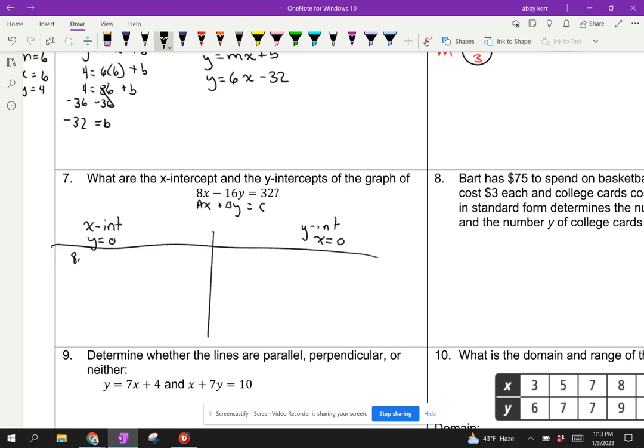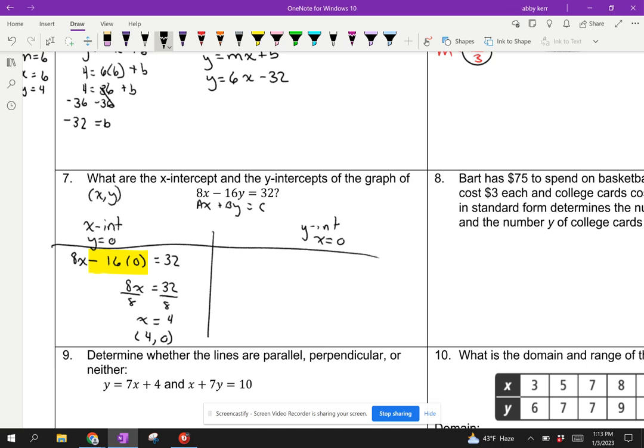So for the first problem, we have 8x minus 16, but instead of y, we're going to replace it with 0. Now the nice thing about multiplying anything by 0 is it becomes 0. So then we are left with 8x equals 32. So then x equals 4. Remember, our ordered pair is always x comma y. So we just found 4, and to get that 4, we had to replace the y with 0. So that's why it's 4 comma 0.